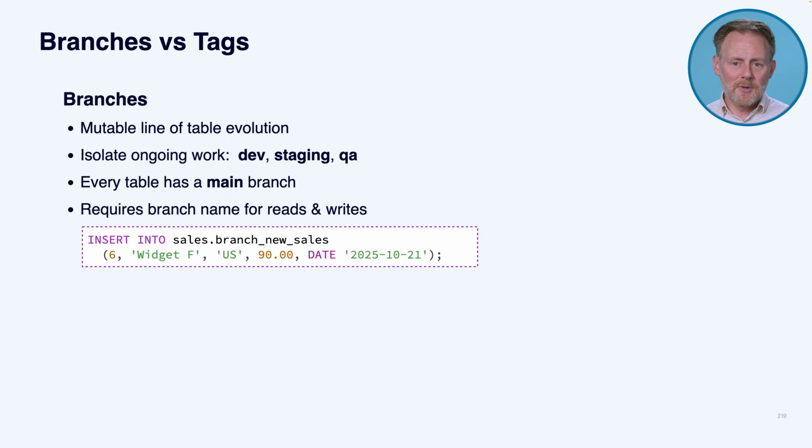Main is always the default branch. Every table has one. Reading or writing to main, you don't have to say anything about a branch name. That's where you're going to be. By default, that's the branch that any query is going to read or write. For other branches, you do need to reference them explicitly like you see here.